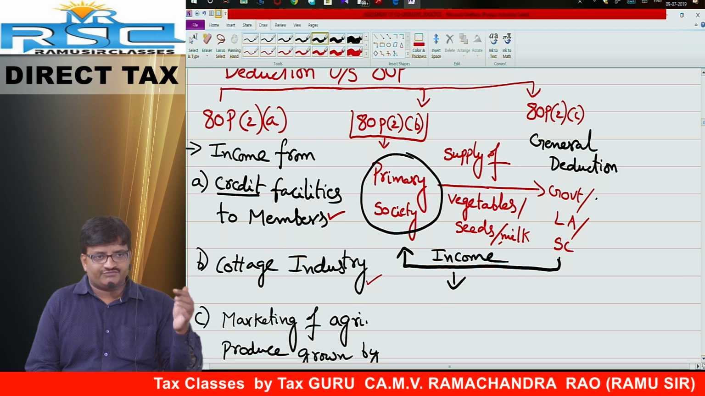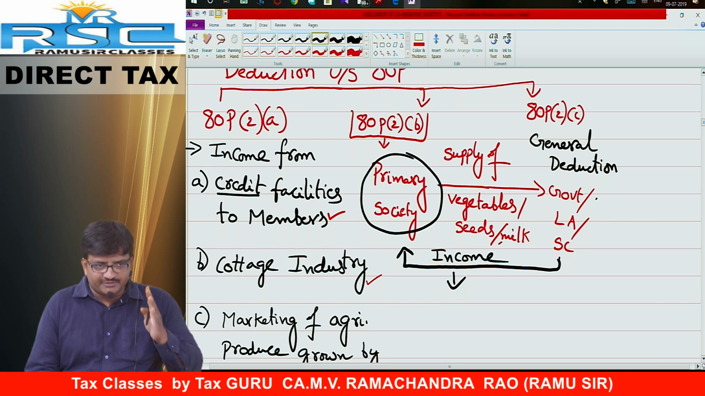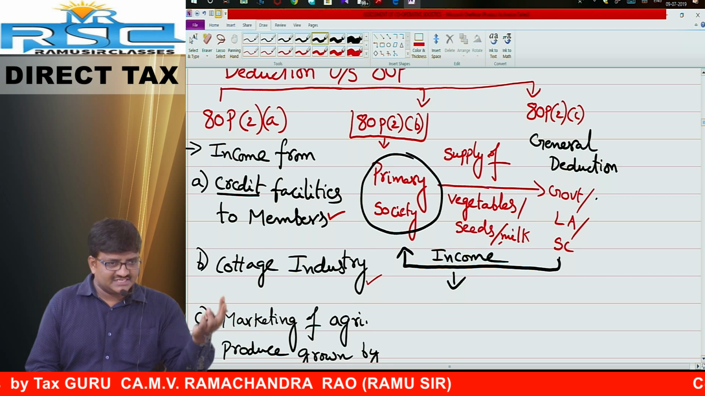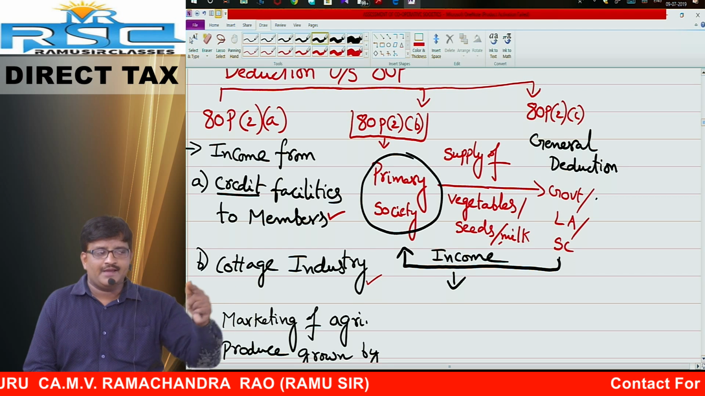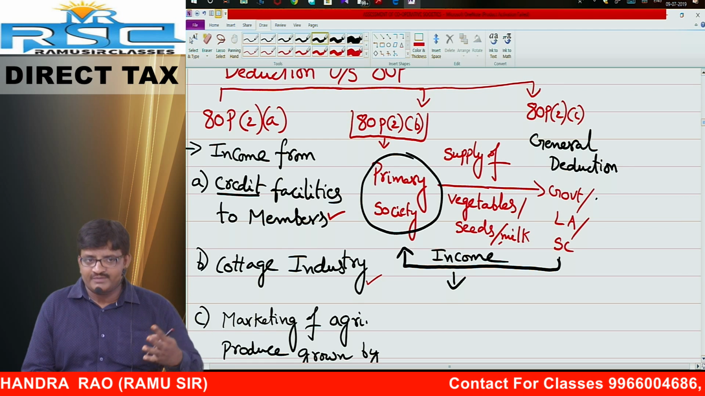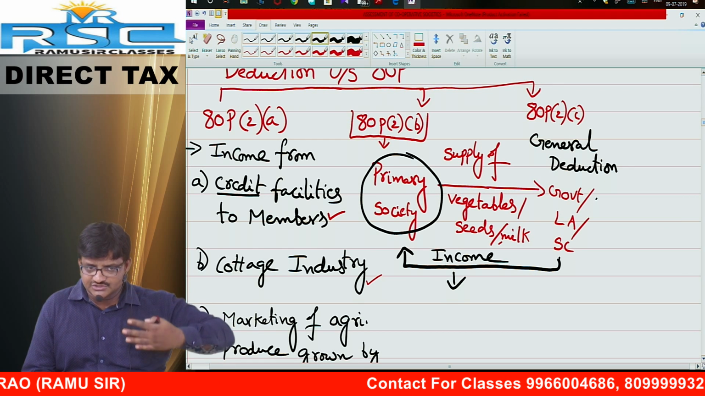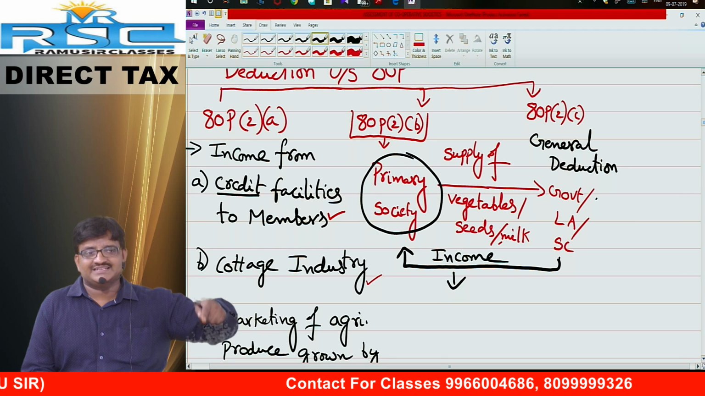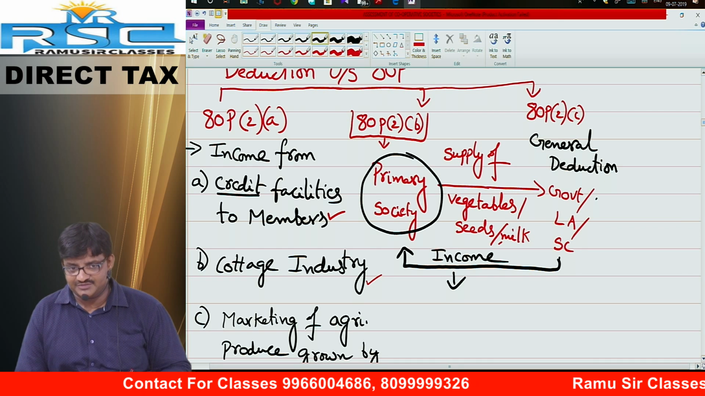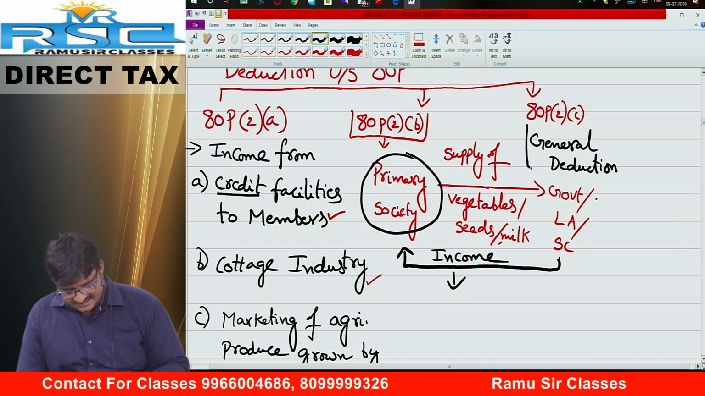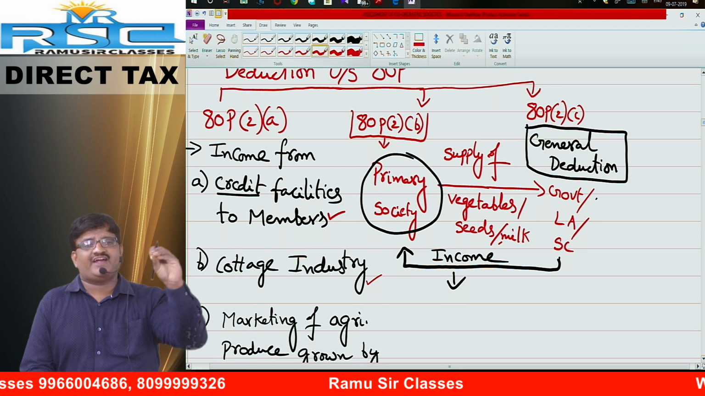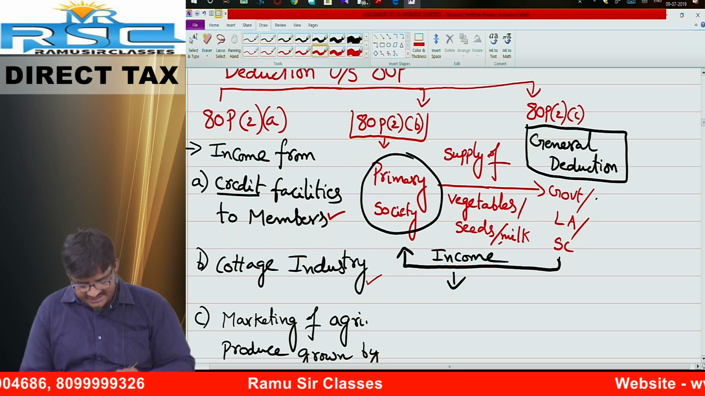Tell me, first one, A, is over. Now it is time for B. Supply of milk, vegetables, fruits, seeds by primary cooperative societies to a secondary cooperative society, or to the government, local authority or statutory corporation, then that income is allowed as deduction. Friends, next one, section 80P subsection 2 clause C, that is general deduction. What is the meaning of general deduction? Friends, in fact, if you are a cooperative society, this deduction will be allowed.